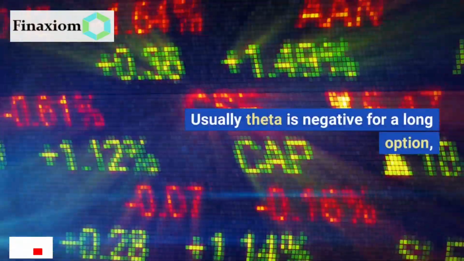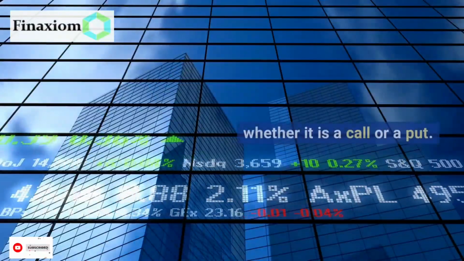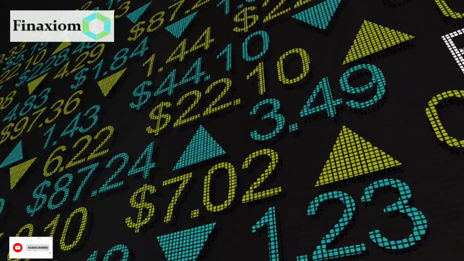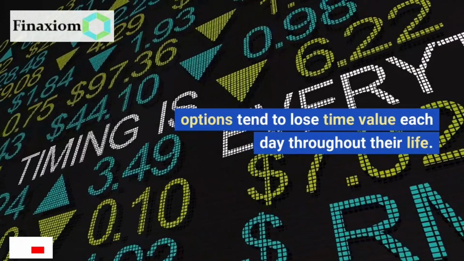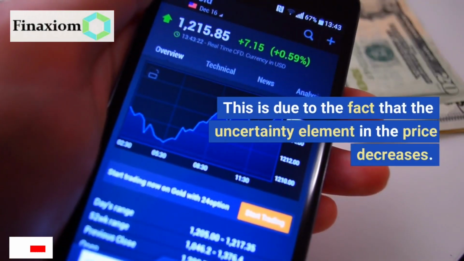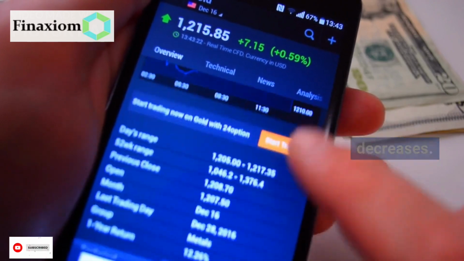Usually theta is negative for a long option, whether it is a call or a put. Other things being equal, options tend to lose time value each day throughout their life. This is due to the fact that the uncertainty element in the price decreases.